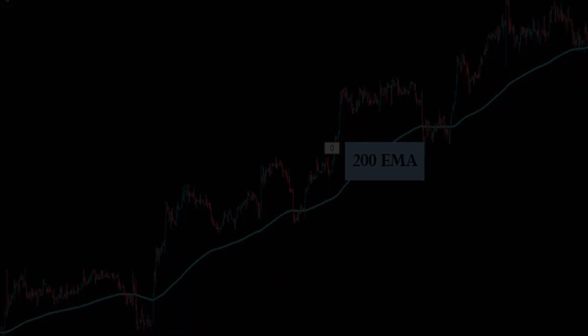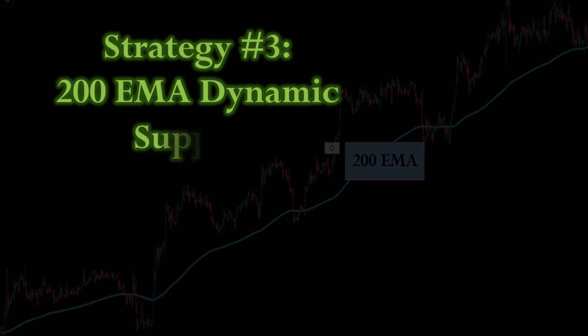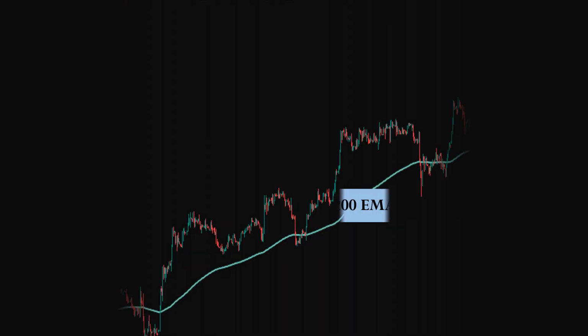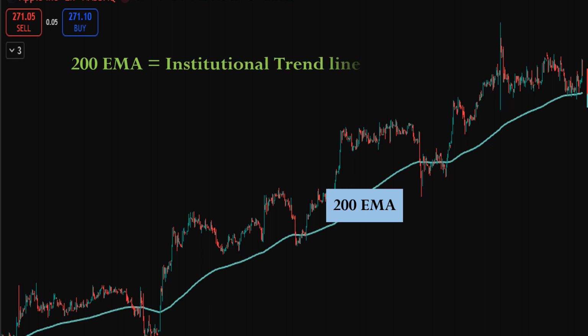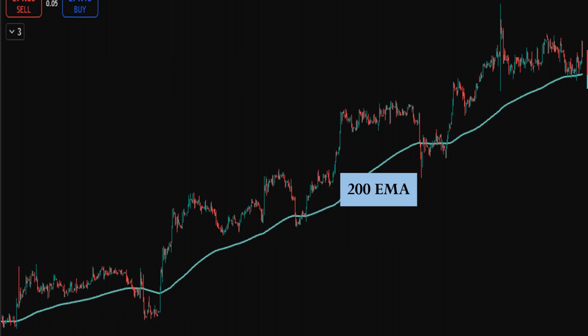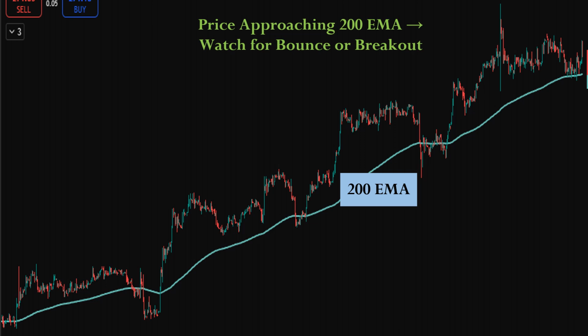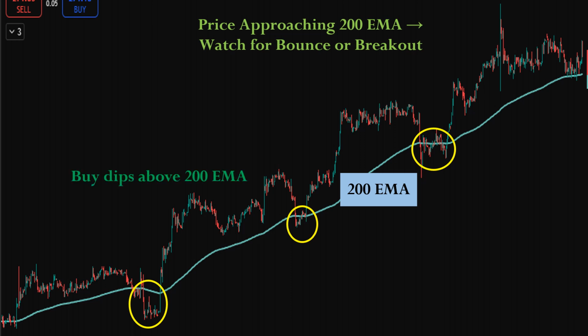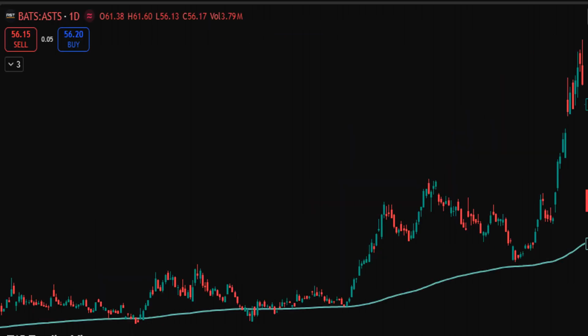The third moving average strategy is using the 200 EMA as dynamic support or resistance. The 200 EMA is respected by hedge funds, institutions, and algorithm models. It acts as dynamic support or dynamic resistance. So for this strategy, watch out for a bounce or breakout at the 200 EMA. If price dips and stops above the 200 EMA, that's when you want to buy. And if price falls below the 200 EMA and stays below it, you look to sell your position or take a short trade. So let's look at this example on ASDS daily chart.